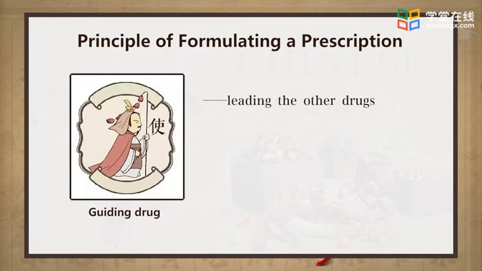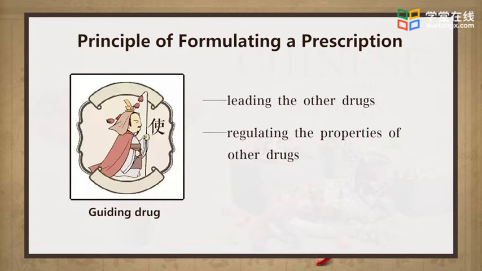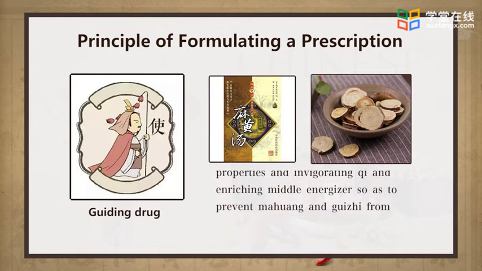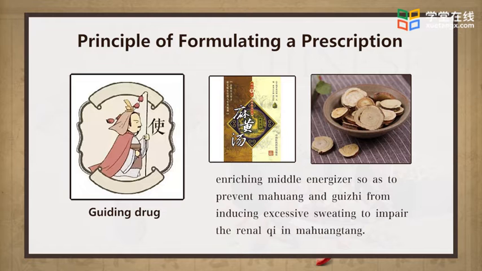Guiding drug: first, the ingredient leading the other drugs in the prescription to the affected part. Second, the ingredient regulating the properties of other drugs in the prescription. For example, 甘草 is capable of mediating drug properties and invigorating qi and enriching the middle energizer so as to prevent Ma Huang and Gui Zhi from inducing excessive sweating to impair the renal qi in Ma Huang Tang.